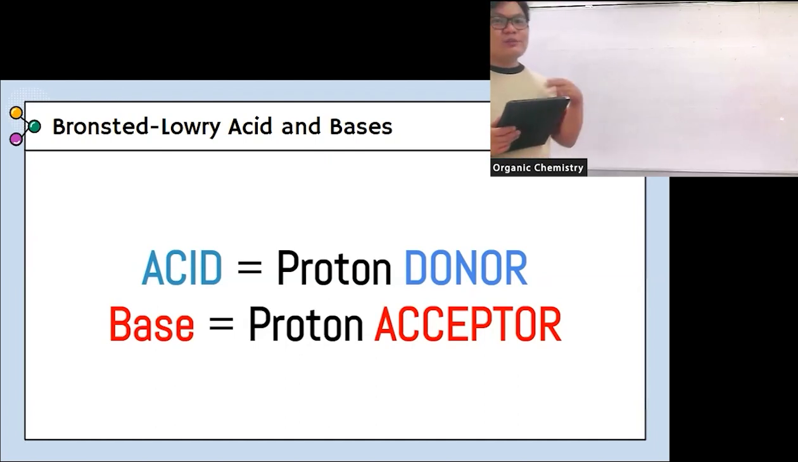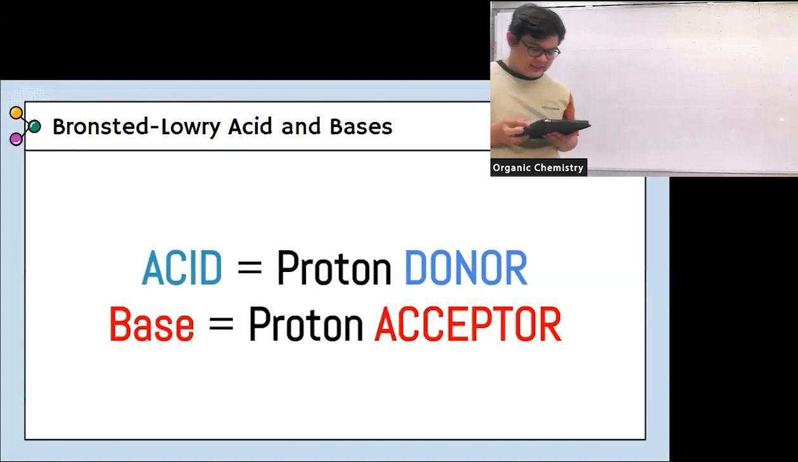So, in terms of Bronsted-Lowry acid and bases, yung acid natin, lagi lang siya namimigay ng H plus or hydrogen plus ions. And at the same time, kung base naman, ina-accept lang niya, binibigay ng acid natin na hydrogen plus ions. So, in terms of organic chemistry, ang pinaka-ginagamit natin na definition of acid and bases ay yung Bronsted-Lowry acid and bases. Kasi, una, daming involved na hydrogen sa ating organic chemistry.